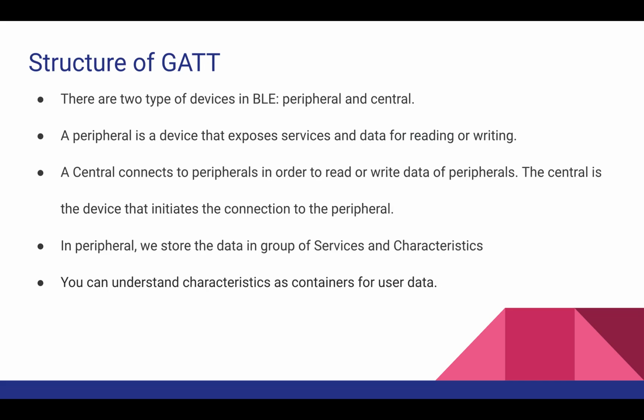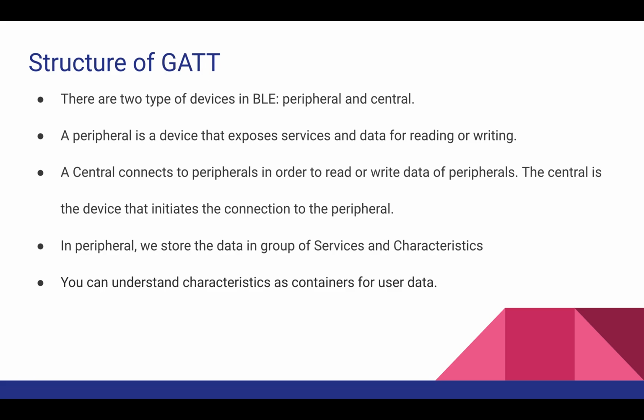Now let's understand the structure of GATT. There are two types of devices in BLE, as I already explained in my previous video. First is a peripheral and second is a central. A peripheral is a device that exposes services and data for reading and writing. A central connects to the peripheral in order to read and write the data of the peripheral. The central is the device that initiates the connection to the peripheral.